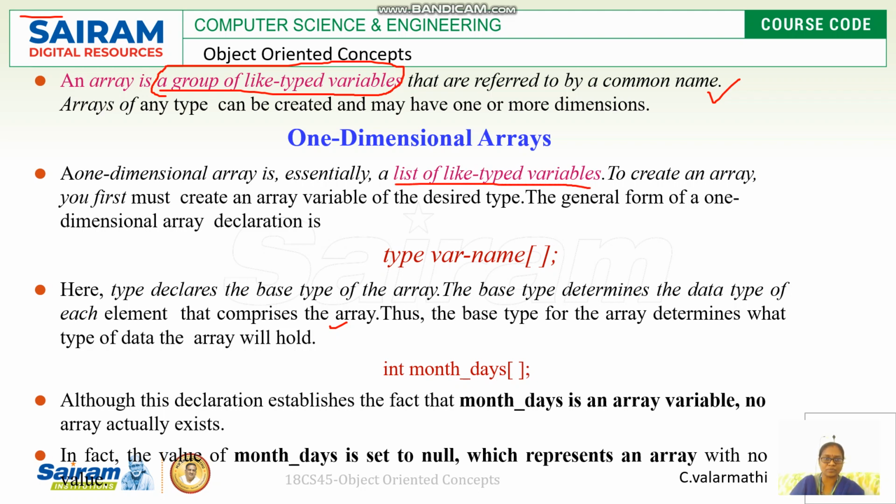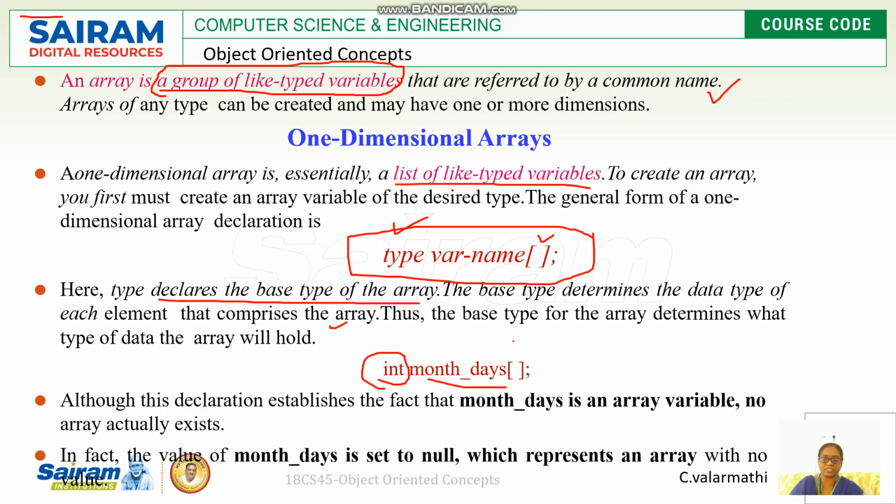To create an array, you must create a variable. So in order to create an array, what do we have to do? We have to create one variable. Of which type, and how much is its size? Likewise, we should create a type and a variable for that array. So here type declares the base type of the array. Say for example, int. Int is my base type. month_days is my variable name.